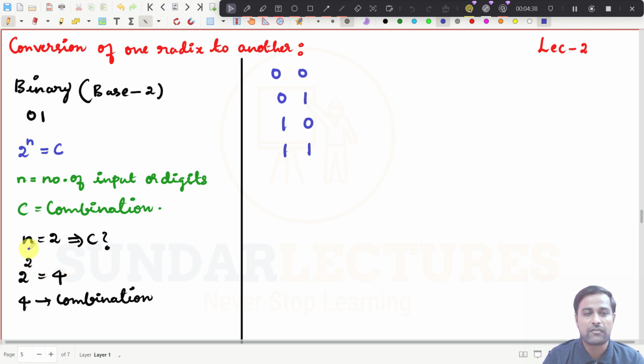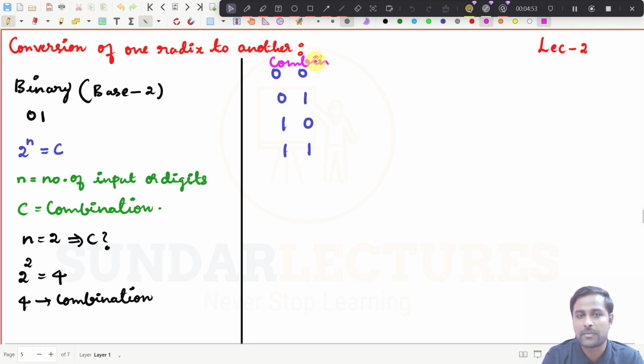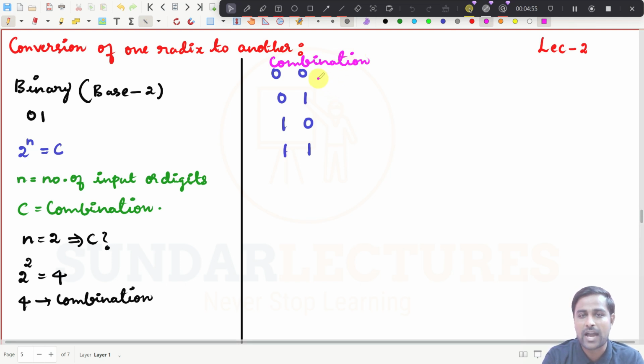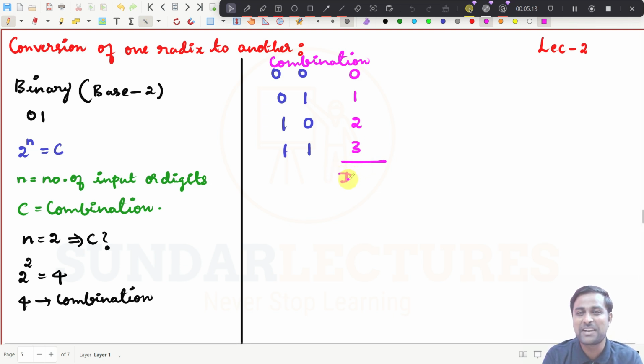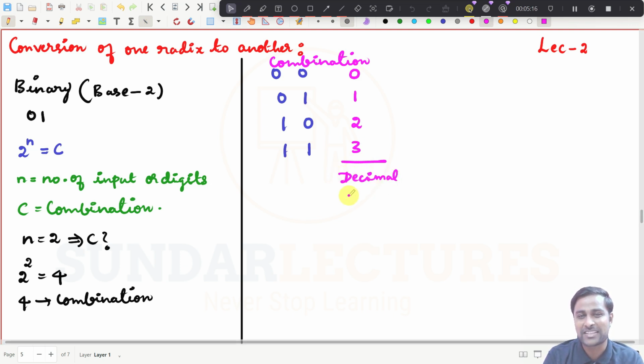So now you see here, for a 2 input system, you will have 4 combinations: 0 0, 0 1, 1 0, 1 1. This is nothing but the combination. So how many combinations are there? You have 4 combinations. I will write, this is 0, this is 1, this is 2, this is 3. Actually, this is the decimal number. This is nothing but the equivalent decimal value.